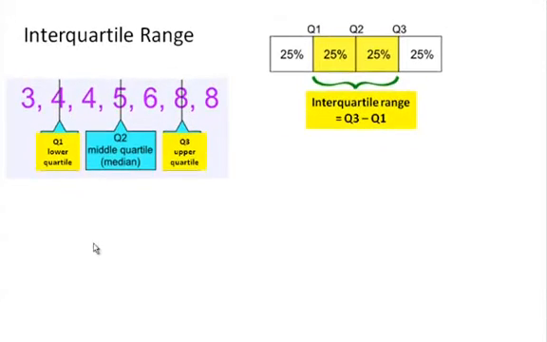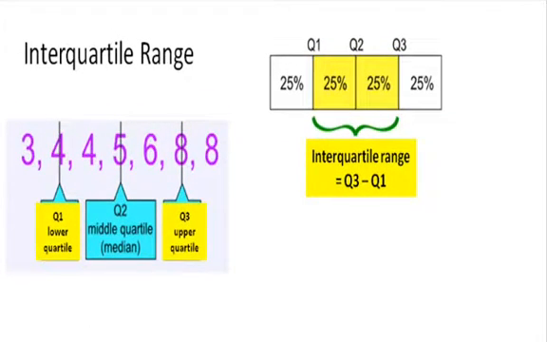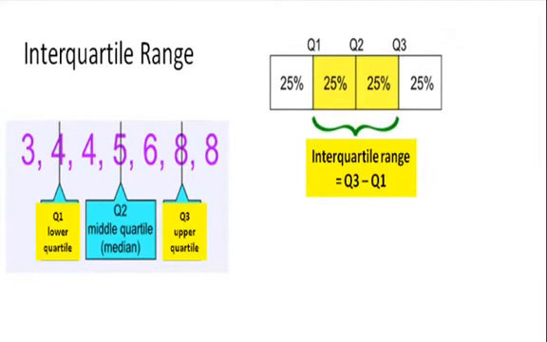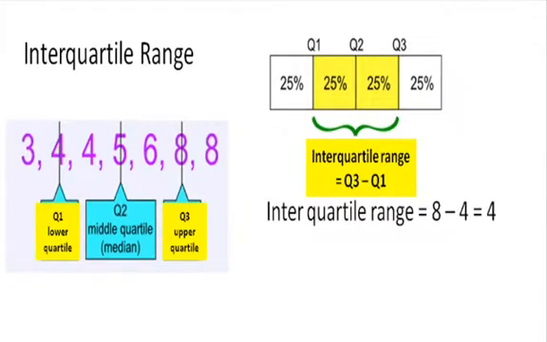So going back to this example, the interquartile range is going to be 8, quartile 3, minus 4, quartile 1, which gives us an interquartile range of 4. 50% of the data in our sample is in a range of 4 figures.